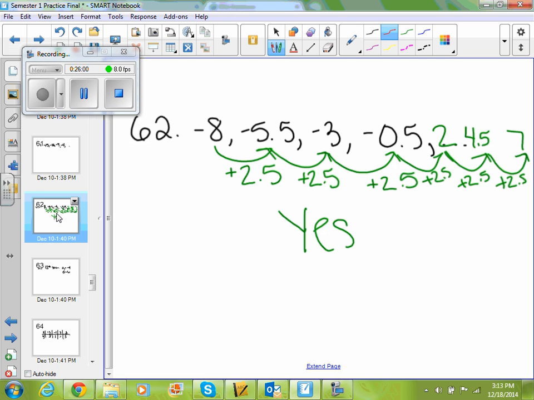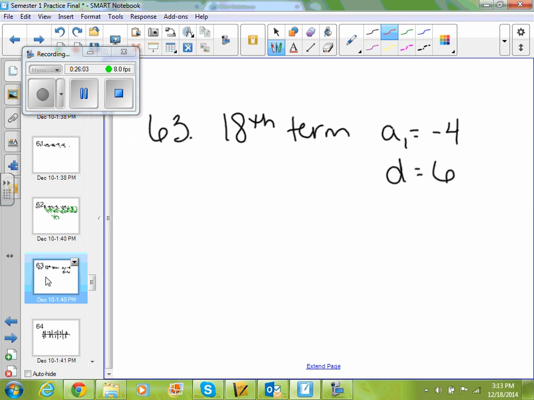Alright, for 63, we're finding our 18th term. You have to know this formula for your test, so put it on your note card. To find your nth term, you use a sub n equals a sub 1 plus n minus 1 times d. That needs to be on everybody's note card. So it says we're finding our 18th term when a sub 1 is negative 4 and d equals 6.